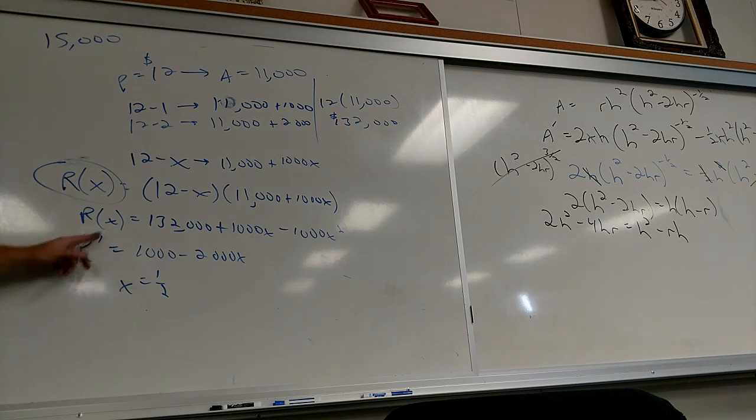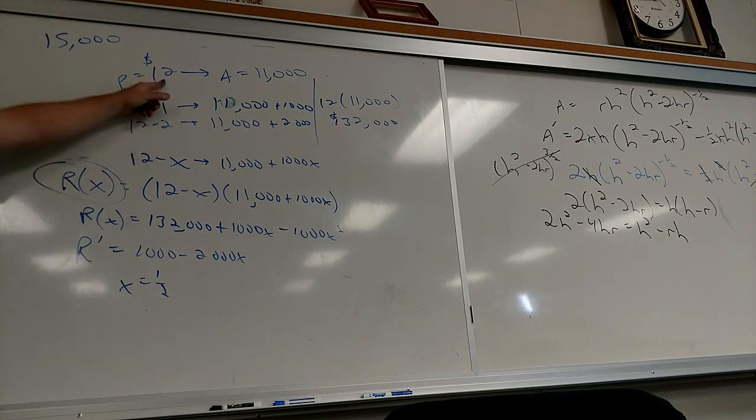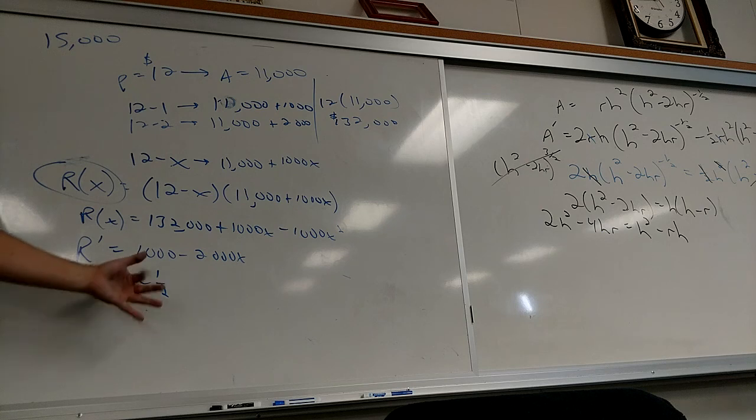It's kind of nice, because what did x represent? The number of dollars I'm going to lower that ticket price. I get 1/2, so I'm going to lower it down to $11.50. That looks to be a sweet spot.